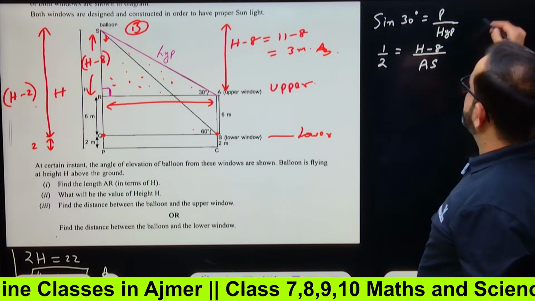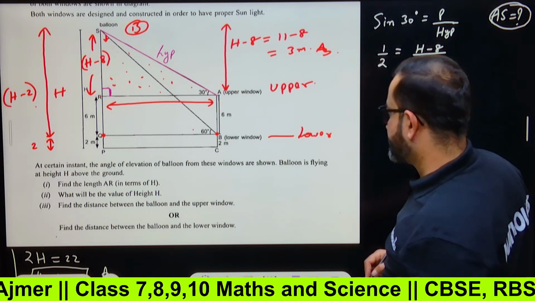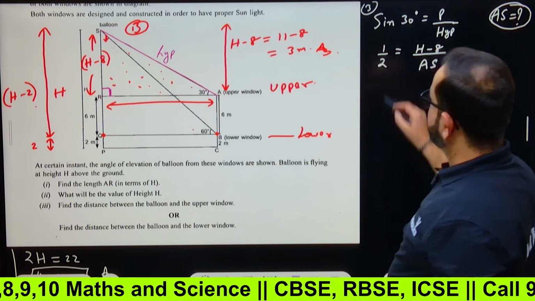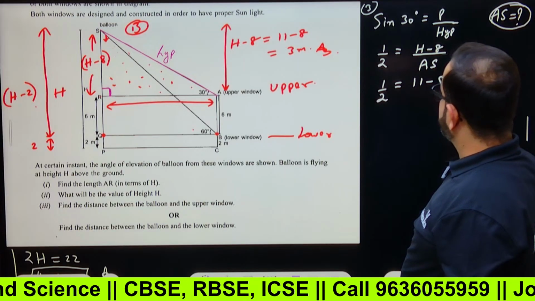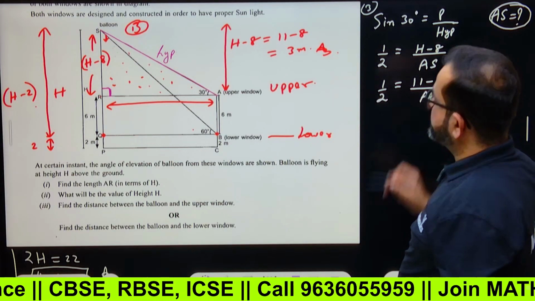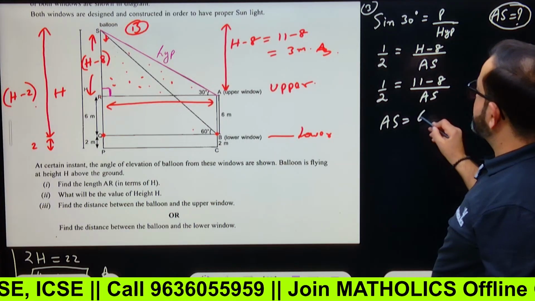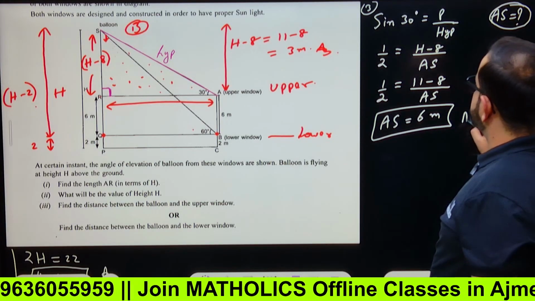AS you have to find out. We are solving the third part. So half equals H minus 8 upon AS, where H came out to be 11. So 11 minus 8 is 3, and AS equals 3 twos are 6 meters. So the first answer is 6 meters.